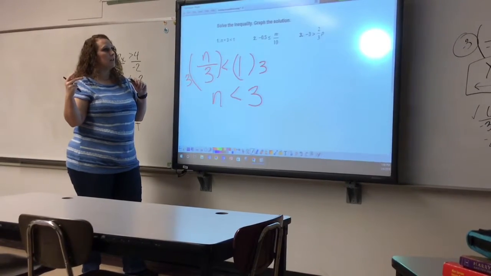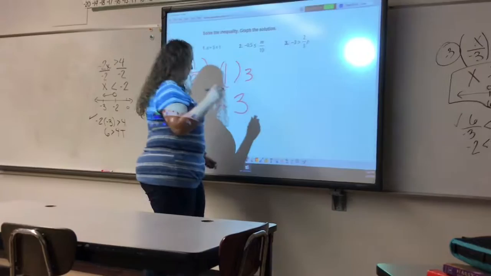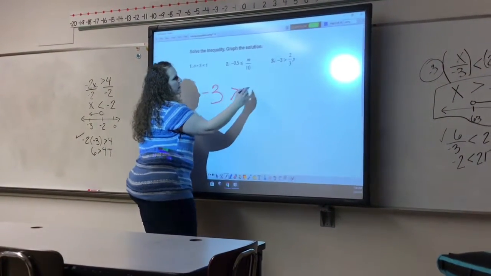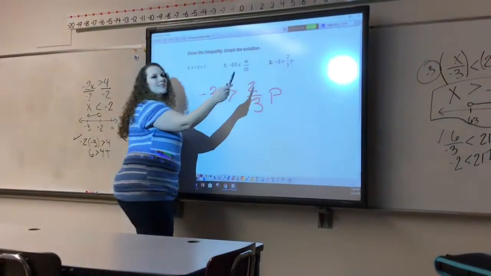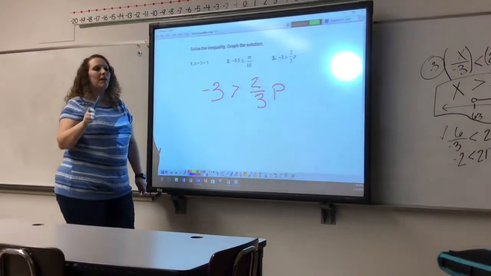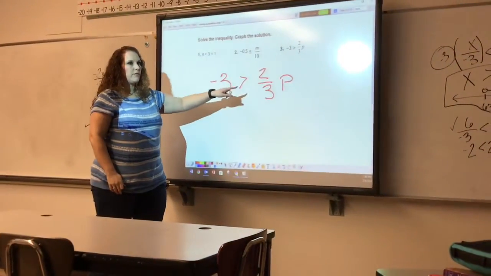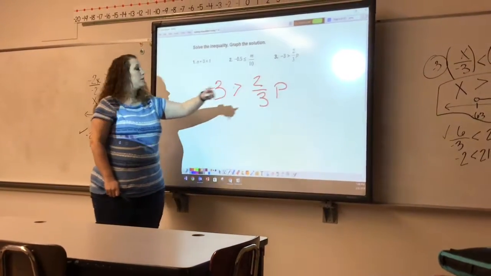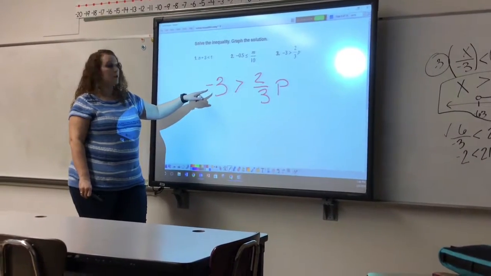All right. What about this one over here that's a fraction? Do we need to do that one? Yeah. That says negative 3 is greater than 2/3 p. This is 2/3 times p. You've got a couple options. You can multiply everything by 3 to get rid of the denominator, and then you would have 2p over here and negative 9 here.